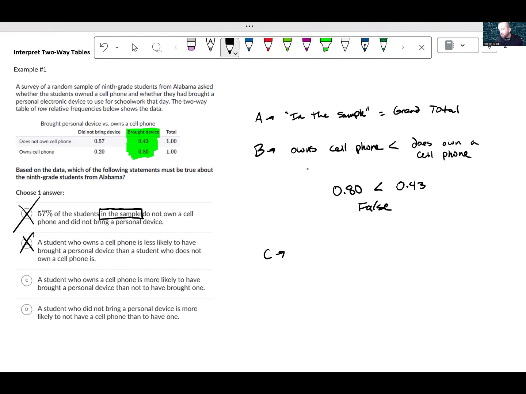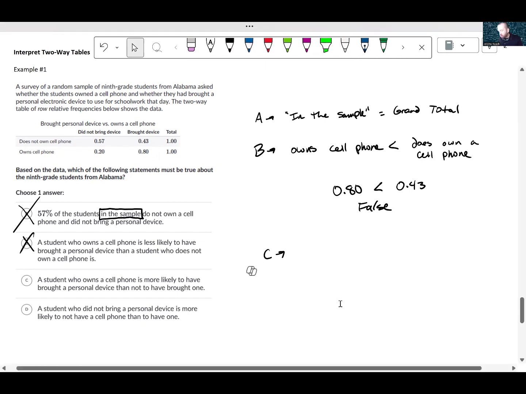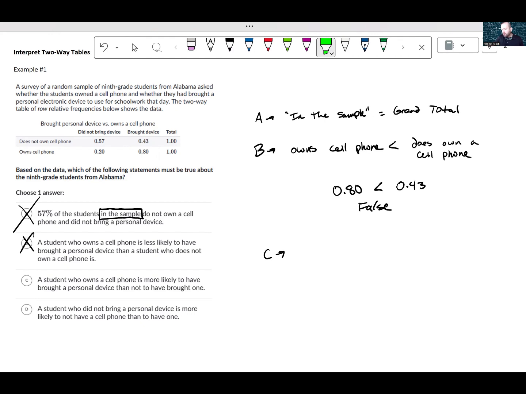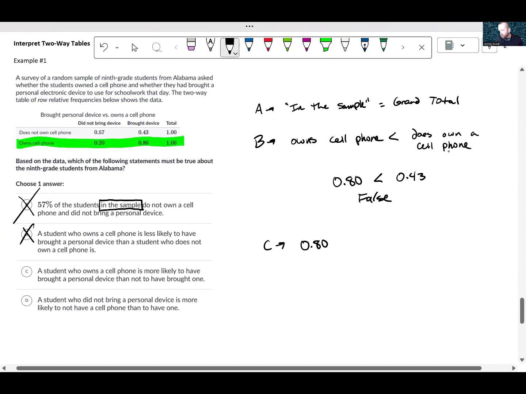And for C, it says a student who owns a cell phone is more likely to have brought a personal device than not to have brought one. So now we're looking at this column here. A student who owns a cell phone is more likely to have brought a personal device than not have brought one. So brought a personal device is 0.80, which is greater than not bringing a device, 0.20. And that's a true statement. That is true.